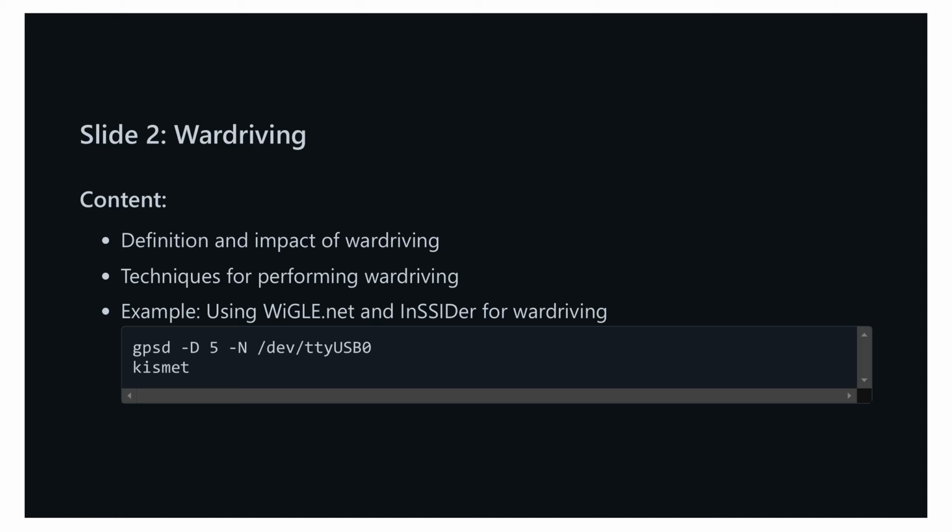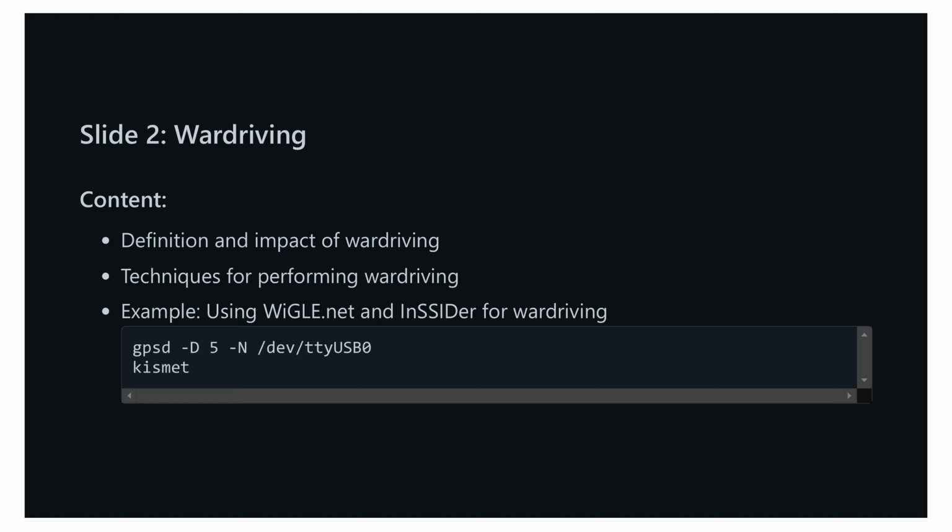A common method for performing war driving involves using tools like Wigle.net and Inssider. Wigle.net is an online database of wireless networks where users can upload their findings. Inssider is a software tool that helps in mapping and analyzing wireless networks. Additionally, tools like GPSD -N /dev/ttyUSB0 and Kismet can be employed for more detailed war driving endeavors.